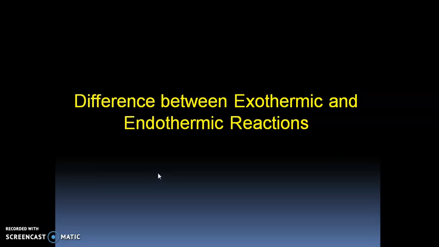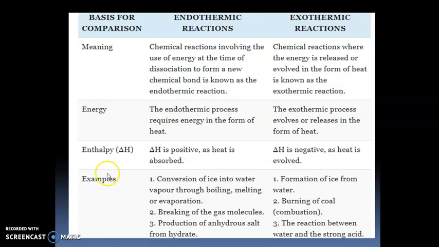Student, here we discuss the difference between exothermic and endothermic reactions. Whenever we talk about the meaning of endothermic and exothermic reactions, endothermic reactions are those chemical reactions which involve the use of energy. Yes, we know that they absorb heat at dissociation to form a new chemical bond. Right. So whenever a new chemical bond is formed during a reaction, we can say that the reaction is an example of endothermic nature.